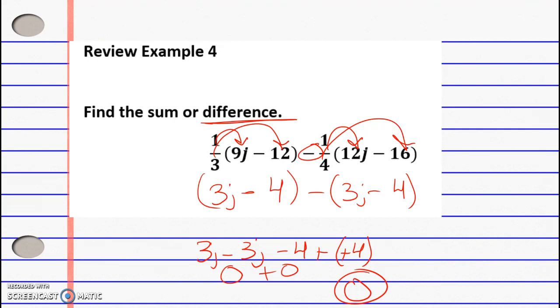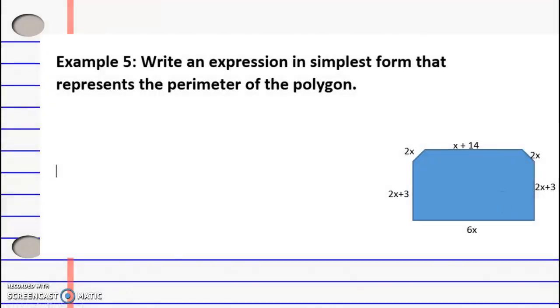All right, so the last example we're going to do is the one with a polygon. So go ahead and copy this down into your notebook. When you're finished copying it, you can go ahead and press play, and we will go over how to do this. So it says we need to write an expression in simplest form that represents the perimeter of the polygon. Now, go back in your brain. We've talked about perimeter and area before. Perimeter is when you add all the sides. So we're going to add all these sides.